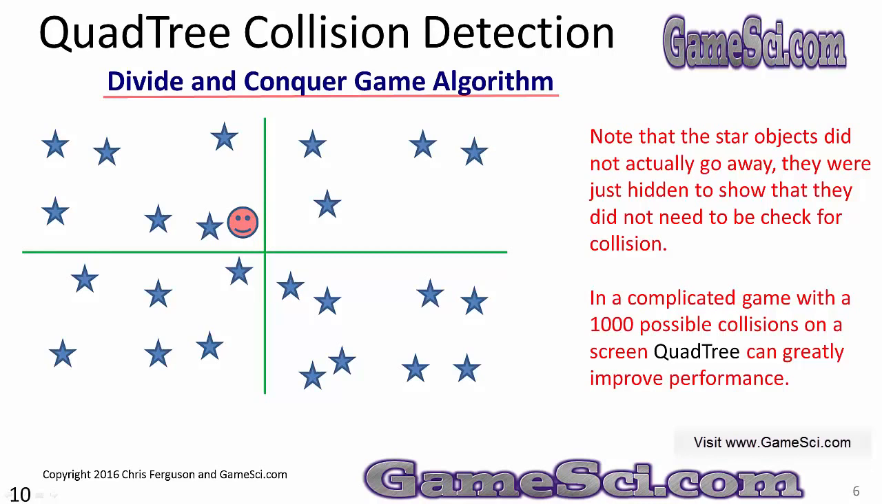Note again, the star objects did not actually go away. They were just hidden while I showed you how the algorithm works and showed you that you do not need to check for collisions for objects that are outside your quadrant. In a complicated game with 1,000 possible collisions on a screen, Quadtree can greatly improve performance. It's the difference between a sluggish game and a fast game.